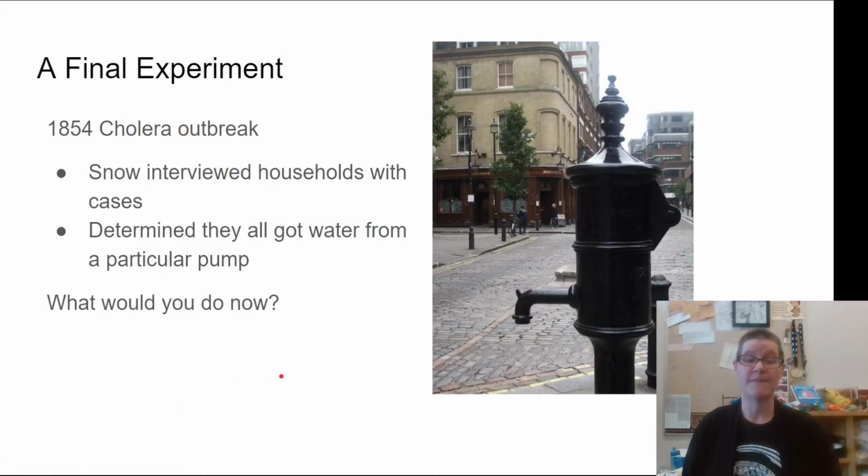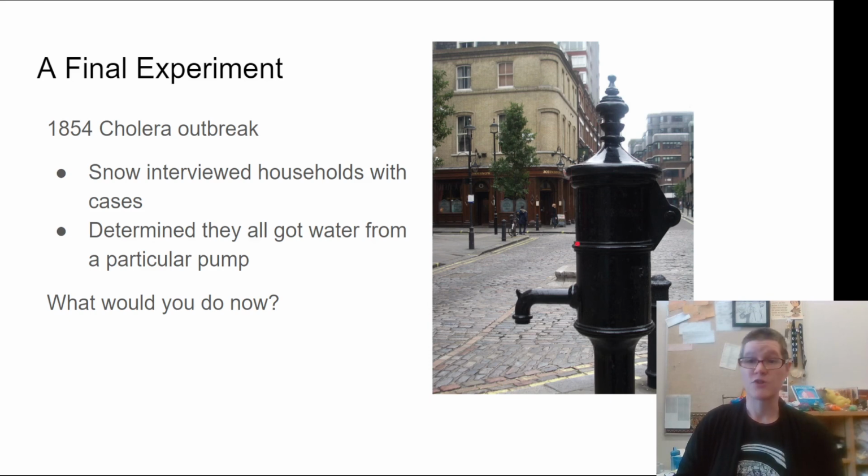In 1854, there was a specific cholera outbreak in Broad Street, in which, when Snow went and interviewed households with cases, he determined they all got water from the Broad Street pump. So now he's got a fair amount of evidence that connects all of those things. But of course, it's not yet fully causative evidence. So what you really need to do at this point, if your hypothesis is the Broad Street pump is causing cholera, what do you do? Well, you shut down the Broad Street pump, which is in fact what he did.